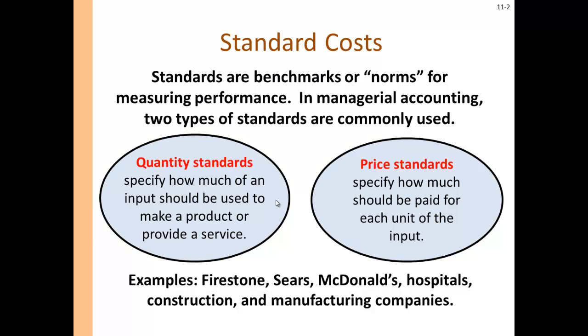For example, a quantity standard is if we used 3 pounds of raw materials to manufacture that product, then that would be our standard. And then if we had a price standard, let's just say that raw material normally costs $2 per pound. So therefore we have a price standard as well.